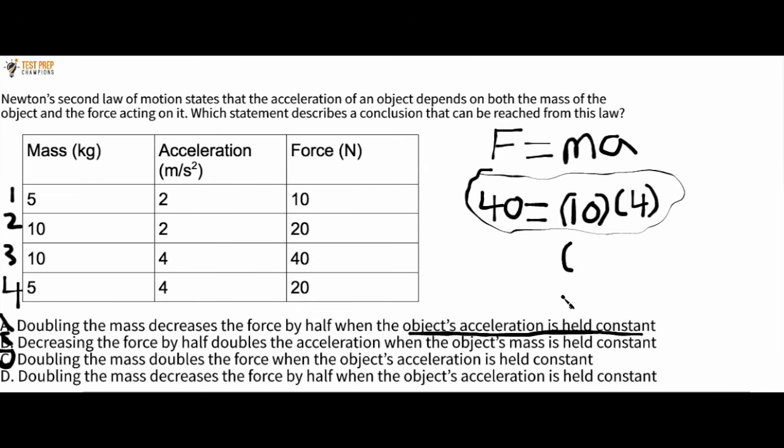Then for C, it says doubling the mass doubles the force when the acceleration is held constant. So in this case, let's double the mass. If I made 10 my mass, this time doubling it would be 20. We hold the acceleration constant, so this is still going to be 4. 20 times 4 is 80. So we see that when I double the mass, my force also doubled, when the acceleration is held constant.